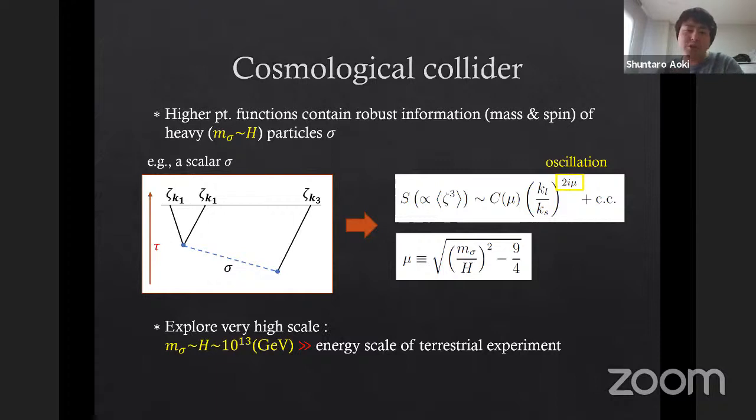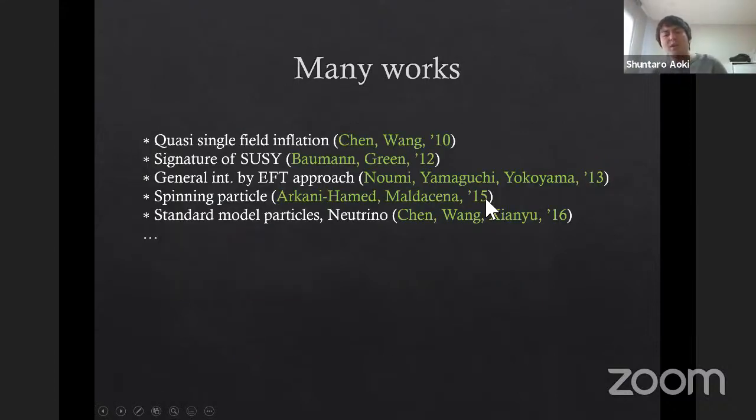This is very interesting because we can explore very high energy scales. The Hubble scale during inflation can be as large as 10^13 GeV, which is much higher than the energy scale of terrestrial experiments. In that sense, the cosmological collider opens up a new possibility to explore very massive particles. There are many important works related to the cosmological collider, but because of time limitations, I cannot touch on them one by one. If you're interested, please check them.